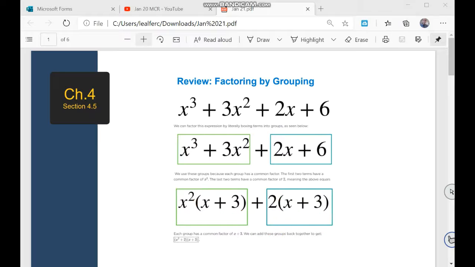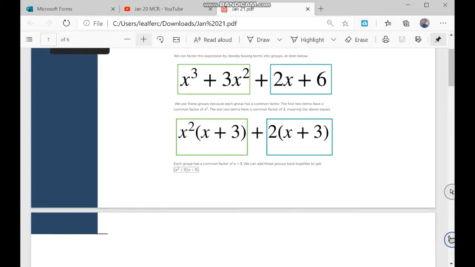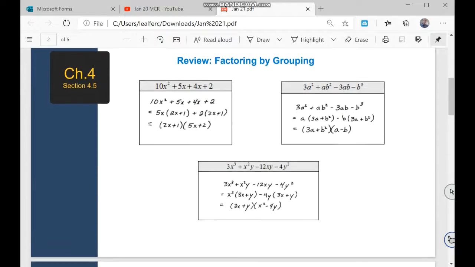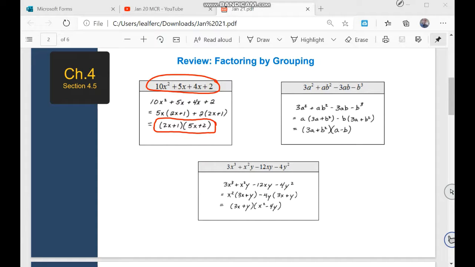Another slide to try to make it clear. Yesterday we had a few more examples. If you didn't understand the previous slides, check these examples here. You have a polynomial with 4 terms. If you apply the factoring by grouping, you're going to end up with a multiplication of 2 binomials.